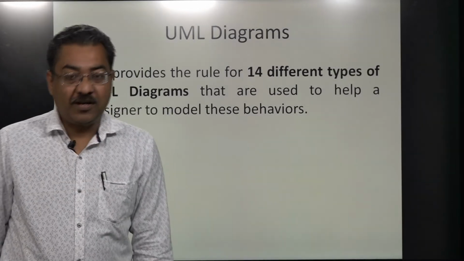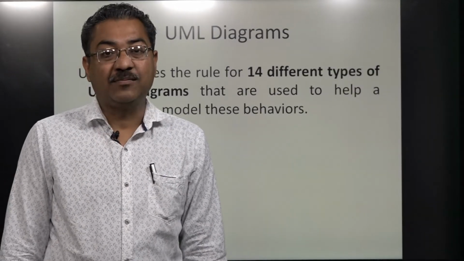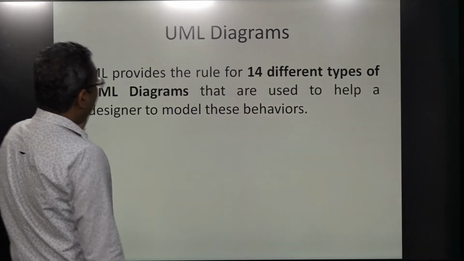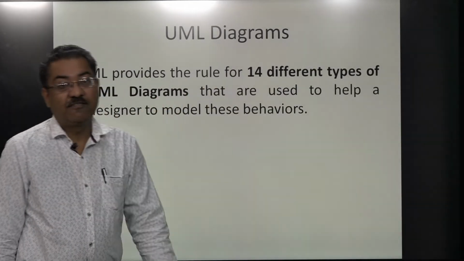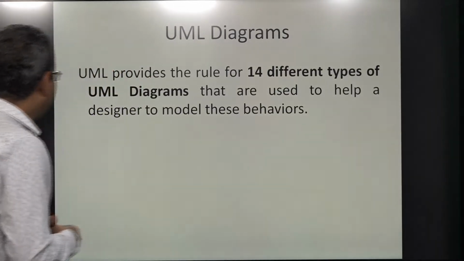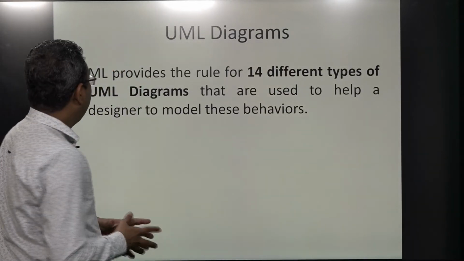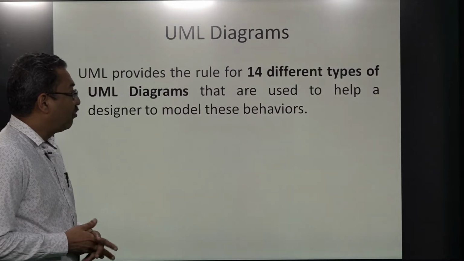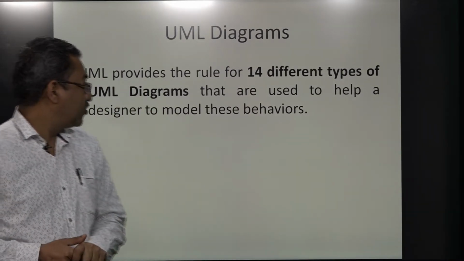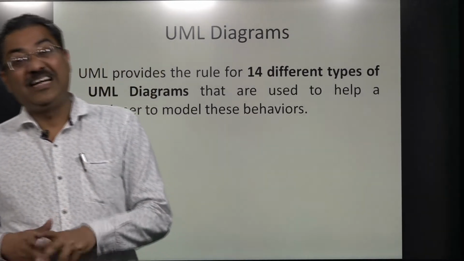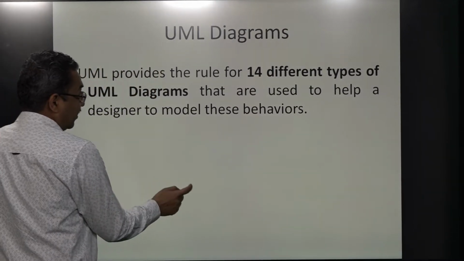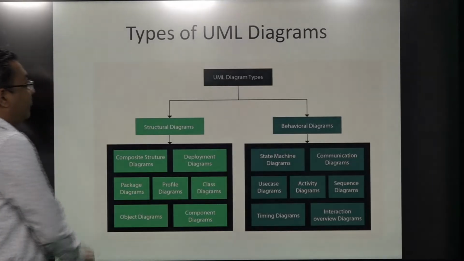Whenever we go for the UML, UML is full of diagrams. Reason being, we are going to use it for designing, right? So UML provides support for 14 different diagrams. So we say UML provides rules for 14 different types of UML diagrams, which we use for designing the model as well as the behavior.